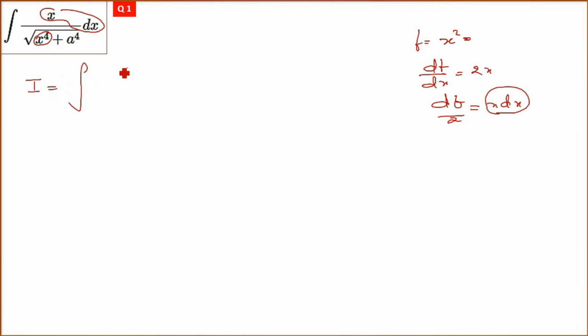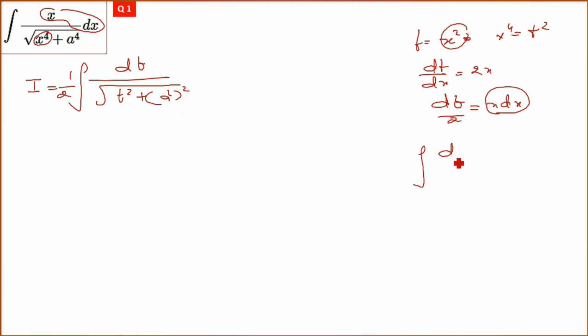If we place this dt by 2 here, this x raised 4, which is x square to the power 2, so x raised 4 will be t square. This will be t square plus, now a raised 4 can be written as what? a square whole square. Now we have the direct formula.